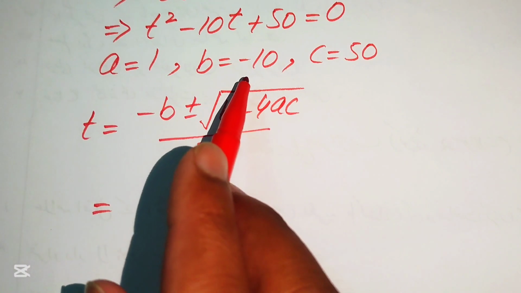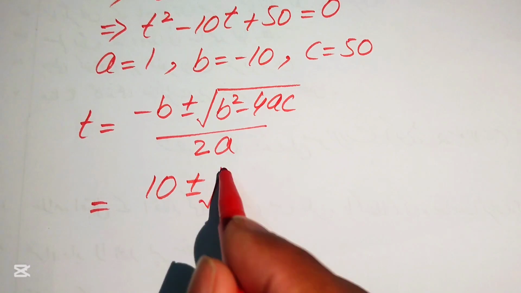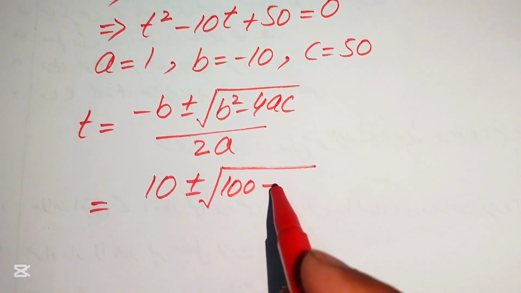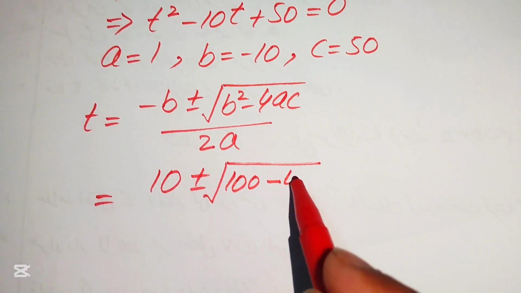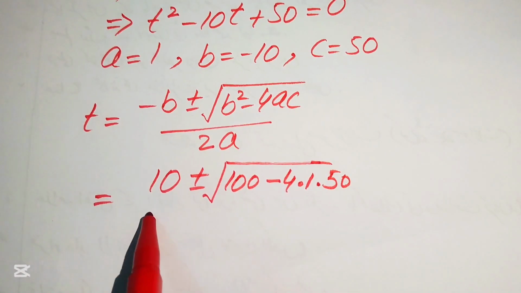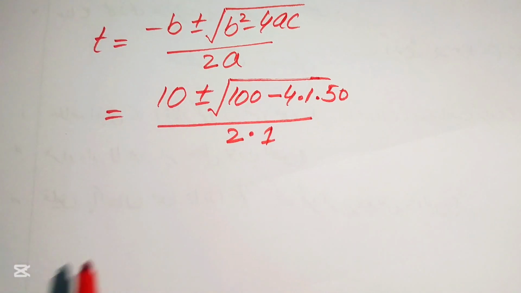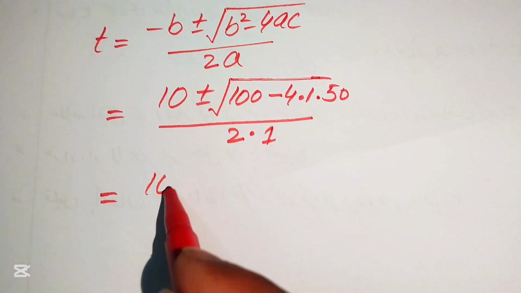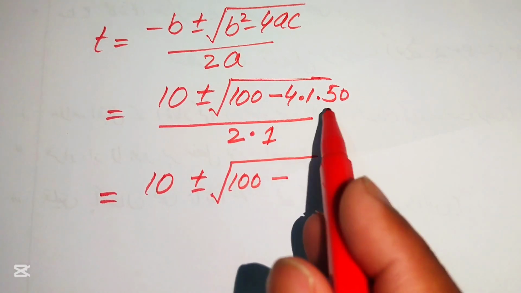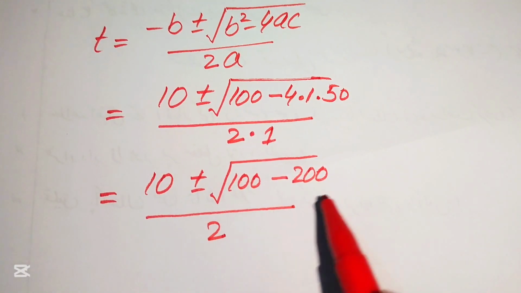Now we substitute the values of a, b and c here. The value of b is minus 10, so minus times minus becomes plus 10, and plus minus square root of b square. B is minus 10, and minus 10 square equals 100, minus 4 times a, which is 1, and c is 50, and it is divided by 2 times a, where a equals 1. Now we need more simplification, and we write it as 10 plus minus square root of 100 minus 4 times 50, which becomes 200, divided by 2 times 1, which is 2.